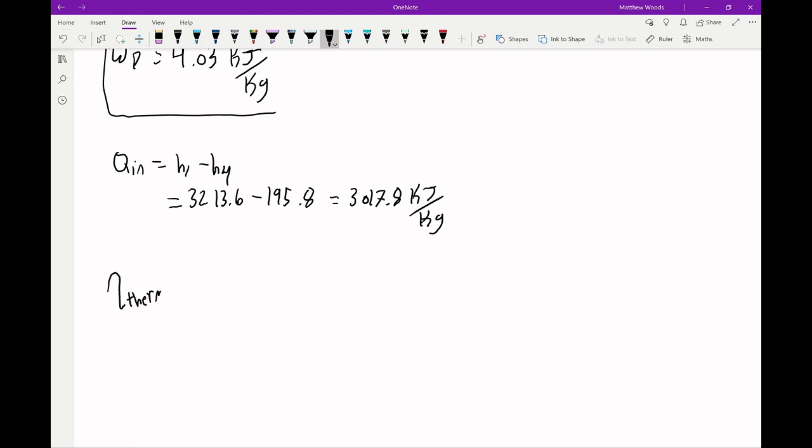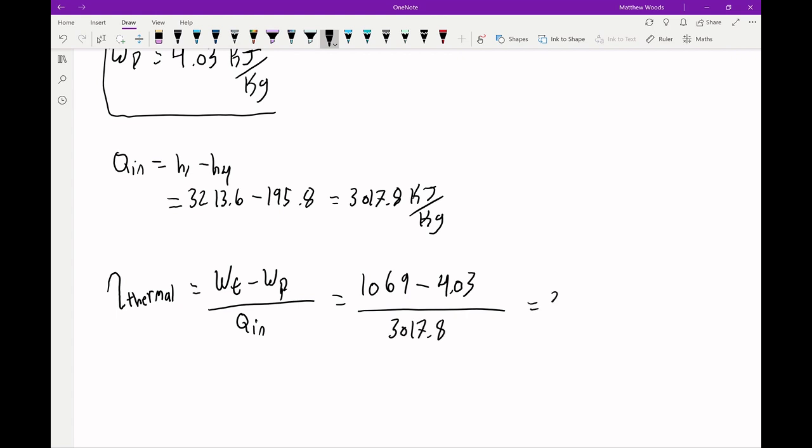Next is the thermal efficiency, which is just the work of the turbine minus the work of the pump over Q in. And we can see that it is 35%, which is a fairly reasonable value.